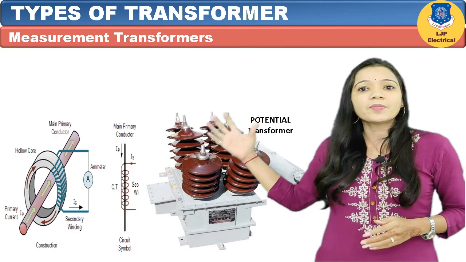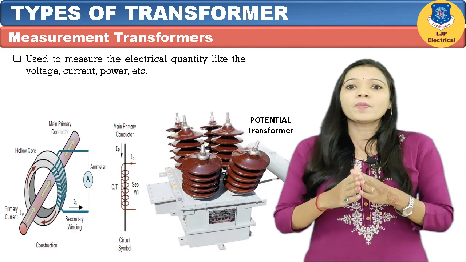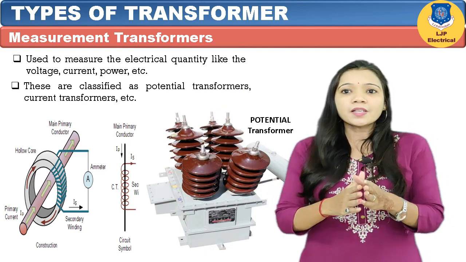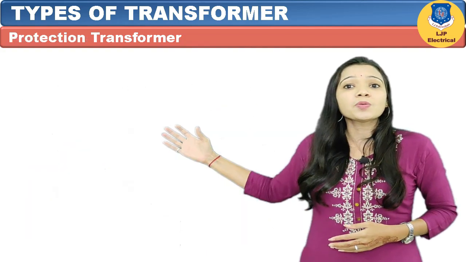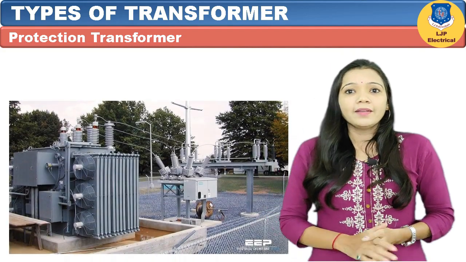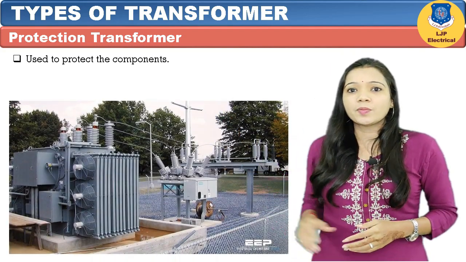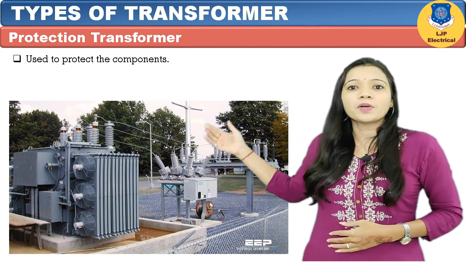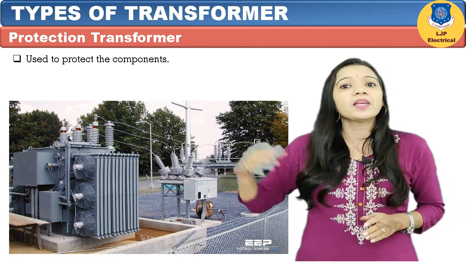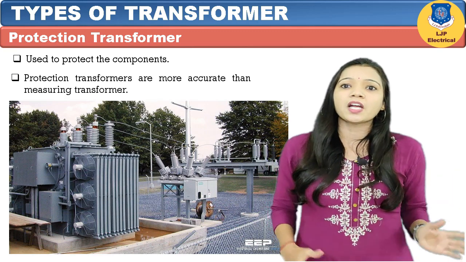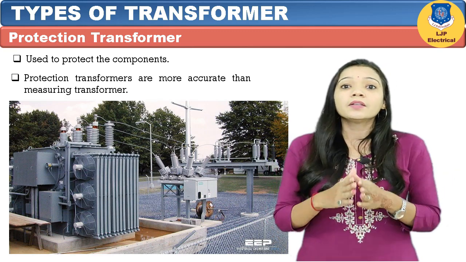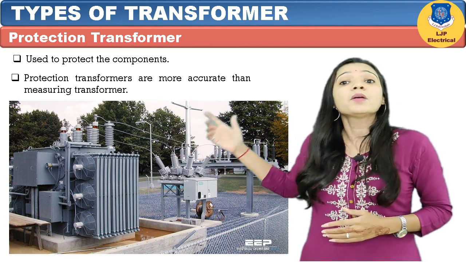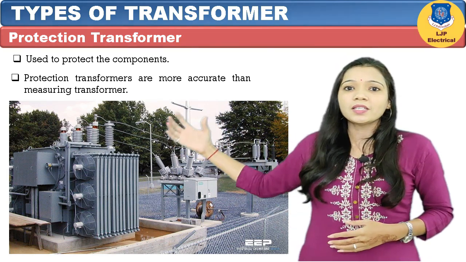Next is the measurement transformer, used to measure electrical quantities like voltage, current and power. These are classified as potential transformer and current transformer. Next is the protection transformer. This type of transformer is used for protection purposes. The major difference between the measuring transformer and the protection transformer is accuracy. That means that the protection transformers are more accurate than the measuring transformers. You can see in the figure.